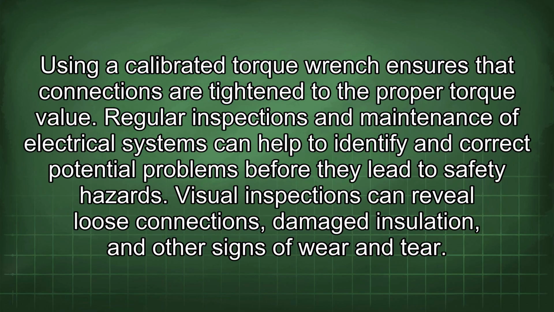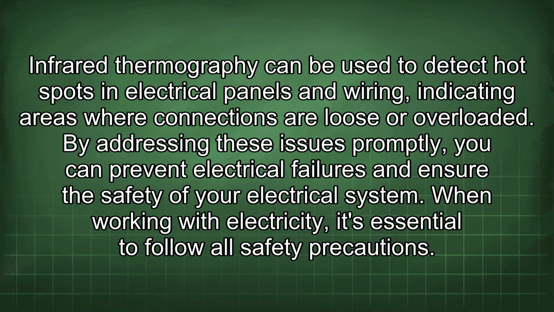Regular inspections and maintenance of electrical systems can help to identify and correct potential problems before they lead to safety hazards. Visual inspections can reveal loose connections, damaged insulation, and other signs of wear and tear. Infrared thermography can be used to detect hot spots in electrical panels and wiring, indicating areas where connections are loose or overloaded. By addressing these issues promptly, you can prevent electrical failures and ensure the safety of your electrical system.